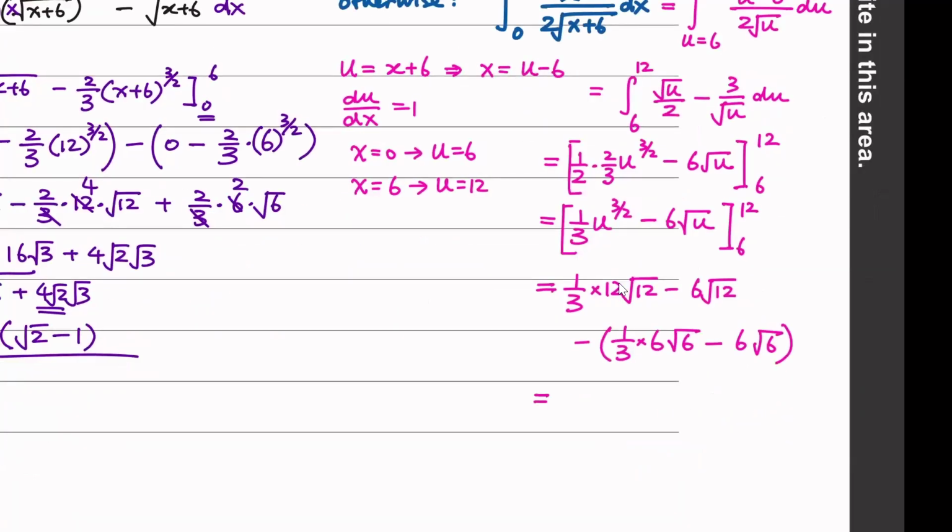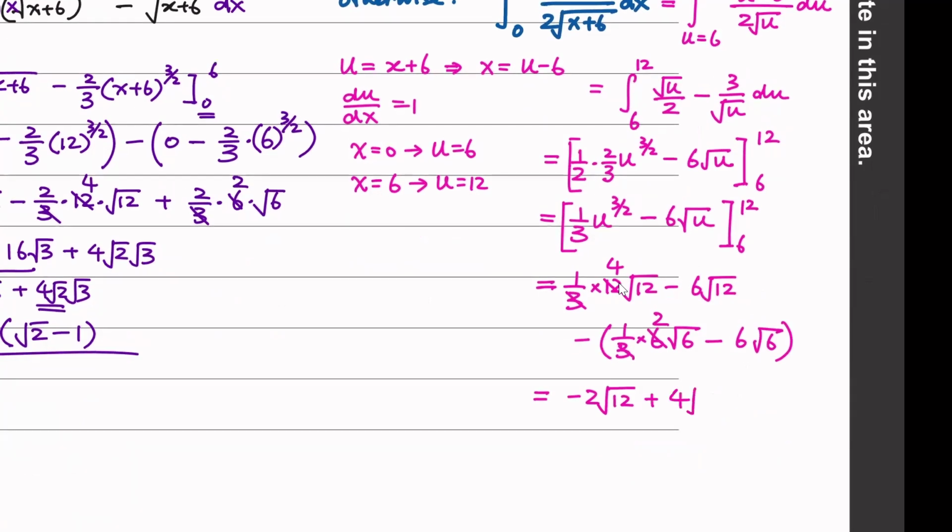So you could also get, for example, 4 root 12 minus 6 root 12. That's minus 2 root 12. And this is 2 root 6 minus 6 root 6. That's minus 4 root 6. But with a negative, you get a plus 4 root 6. Well, you might get some answer like that. And then you just take out, let's say, some root 6.